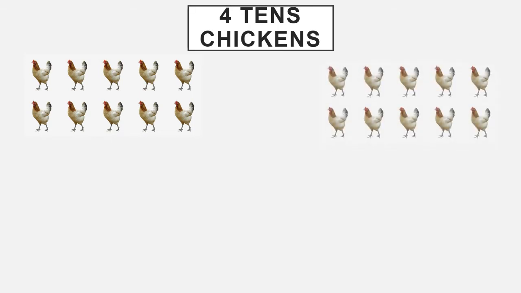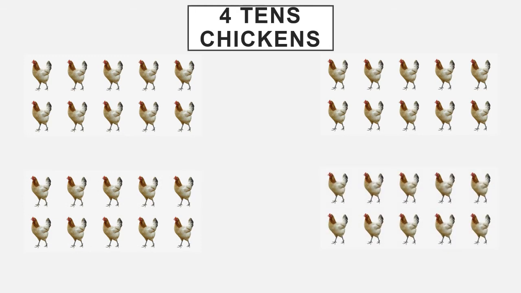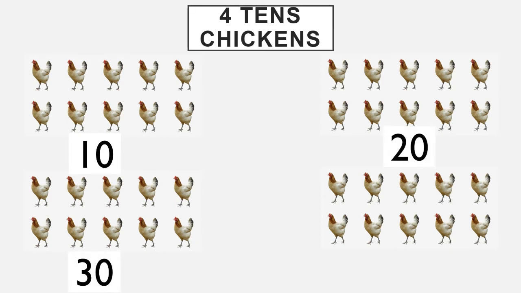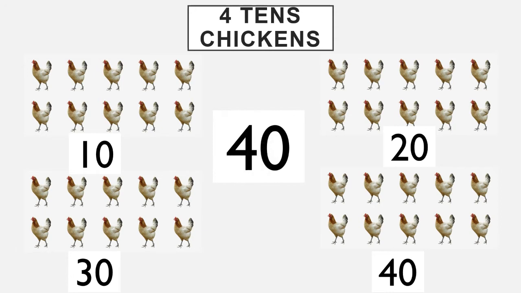And then this is four tens of chickens. 1, 2, 3, 4. There are 4 groups of 10 chickens. 4 tens of chickens means 40.